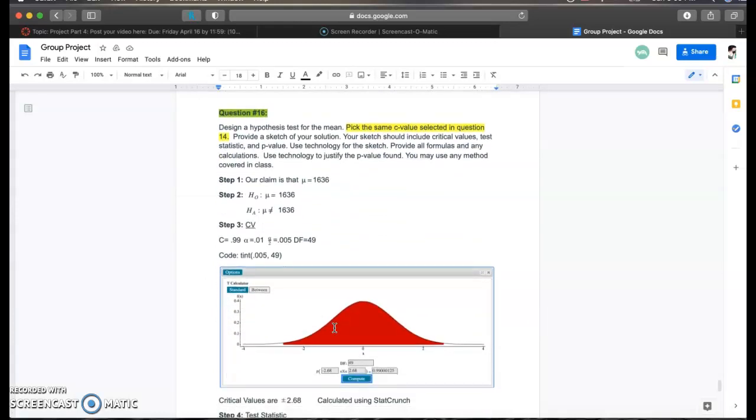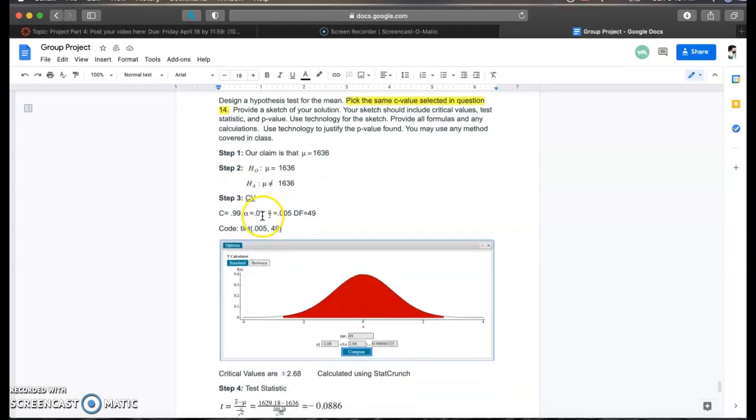Now finally for question 16, we had to design a hypothesis test for the mean and pick the same C value that was selected for question 14. So for step 1, our claim was that the mean equaled 1,636. For our H0 and Ha, we gave this answer. And then for step 3, for the CV, we had C equals 0.99, then 0.01, divided that by 2 here. For 0.005, the DF was 49, and then we plugged that into here with 0.005 and 49.